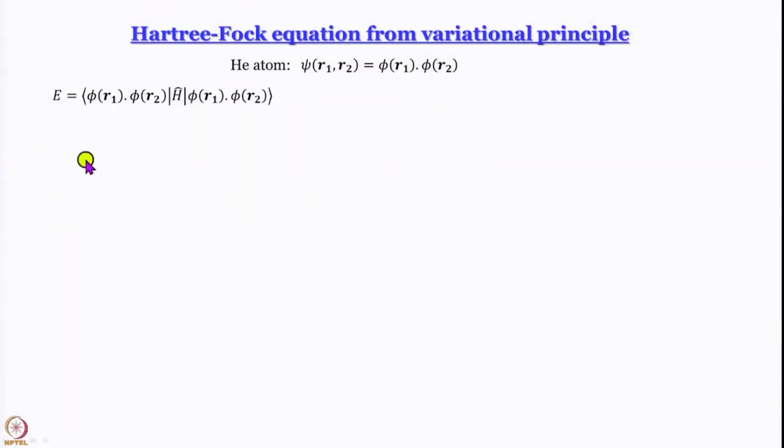What is energy? Expectation value: integral phi r1 star phi r2 star, left multiplying the Hamiltonian, operating on phi r1 phi r2, over all function space. What is the Hamiltonian? We know what the Hamiltonian is in atomic units. Alright, so let us just plug in this expression for the Hamiltonian in the expression for energy and see what we get. How many terms will we get? 1, 2, 3, 4, 5.